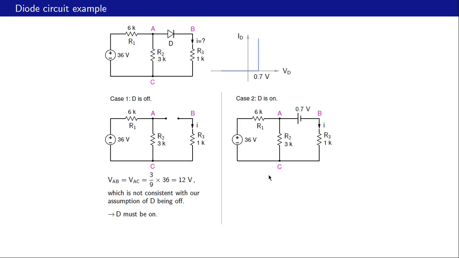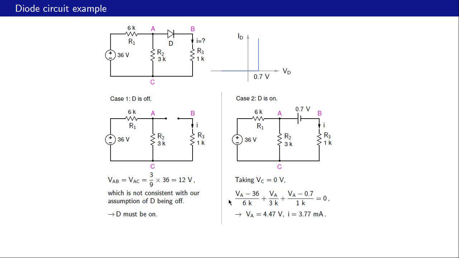Perhaps the easiest way to find the solution is to write KCL at this node A, and let us do that by taking this node C as the reference node. So with respect to this 0 volts here, we have 36 volts here, and let us call this node voltage as VA. If this is VA, then VB is VA minus 0.7 volts, because we have this voltage drop of 0.7 volts here. And now in terms of VA, let us write the KCL equation at node A.